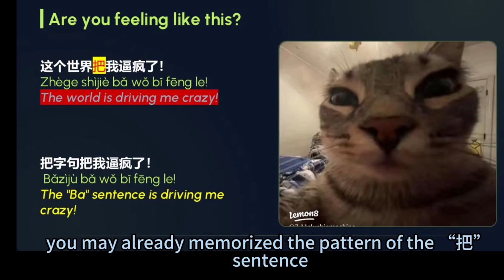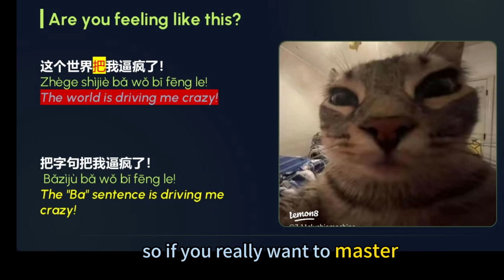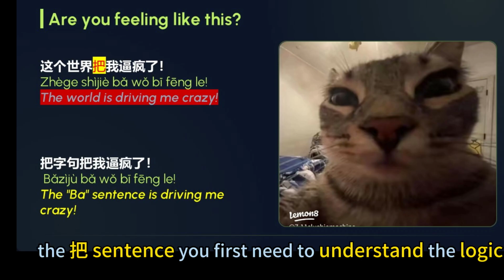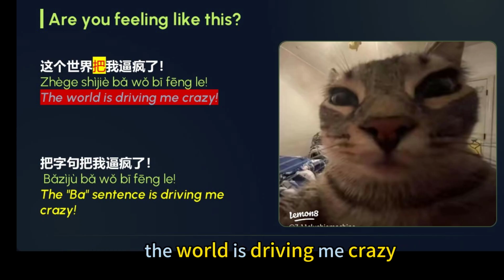You may already have memorized the pattern of the 把 sentence, but somehow your teacher still says the sentence sounds wrong. So if you really want to master the 把 sentence, you first need to understand the logic. Have you ever felt like this? The world is driving me crazy.